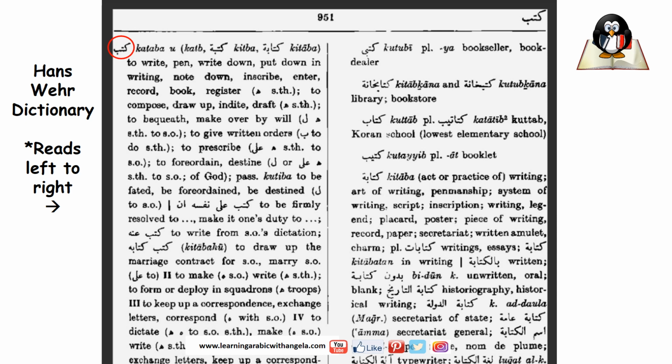The same method that we've followed so far can also be used for the Hans Wehr dictionary, which is an Arabic English dictionary. So you have to strip down the word to its root form, which is كتب, to look it up in the dictionary. And over here is a visual example of the Hans Wehr dictionary, and where you would find the word كتب.